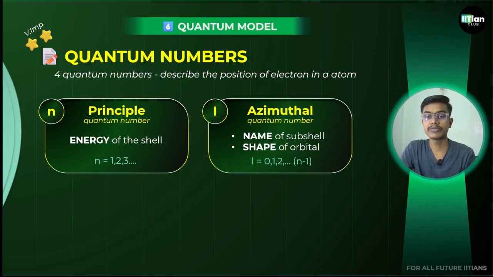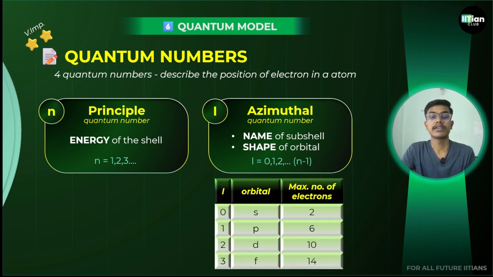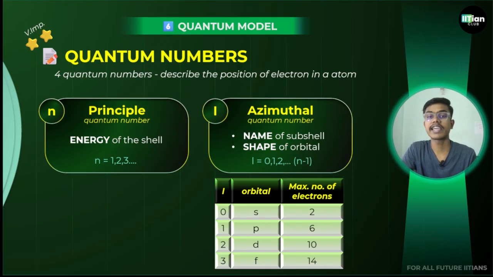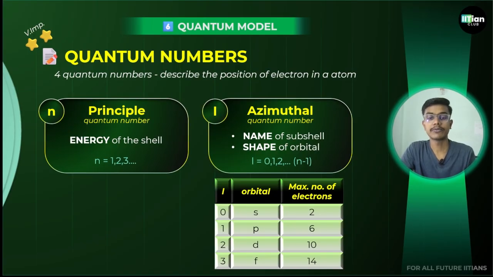And next is the azimuthal quantum number, which is denoted by L. This gives the name of the subshell and the shape of the orbital. L can take values from 0, 1, 2, 3 up to n minus 1. As you can see here, L is 0, it corresponds to the s orbital, and the maximum number of electrons which can be stored in the s orbital is 2. L is 1, orbital p, maximum number of electrons 6, L is 2, d, 10, and L is 3, f, 14.